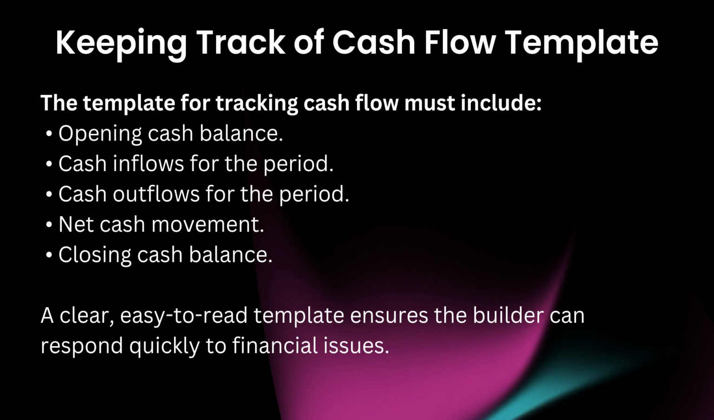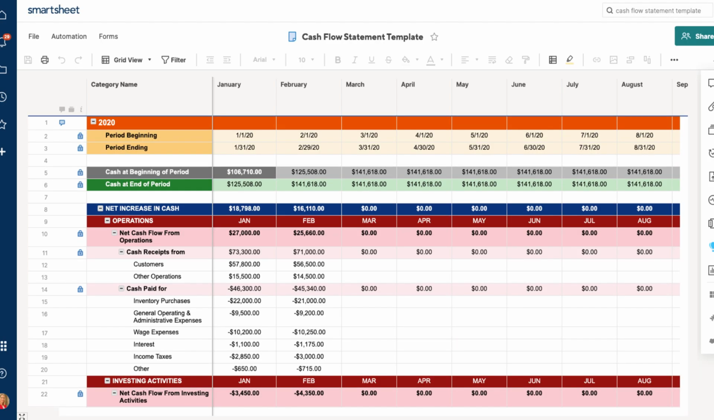Keeping track of cash flow template. The template for tracking cash flow must include opening cash balance, cash inflows for the period, cash outflows for the period, net cash movement, and closing cash balance. A clear, easy-to-read template ensures the builder can respond quickly to financial issues.